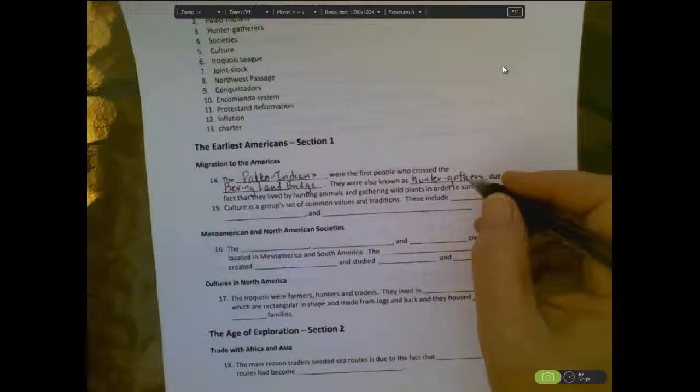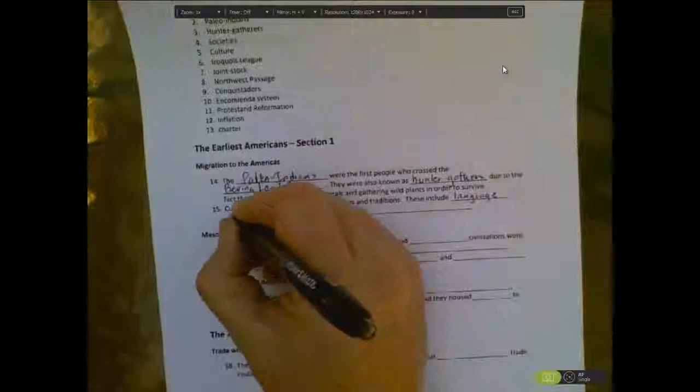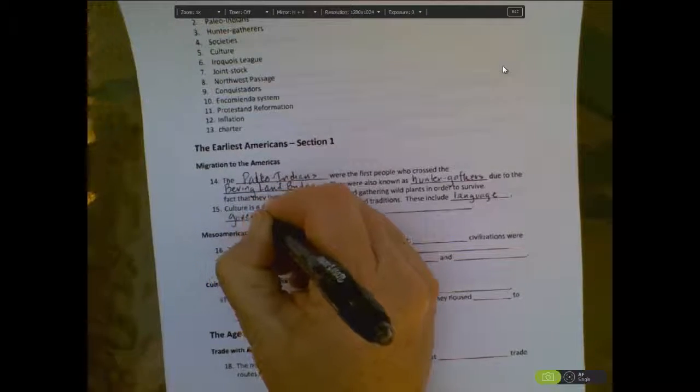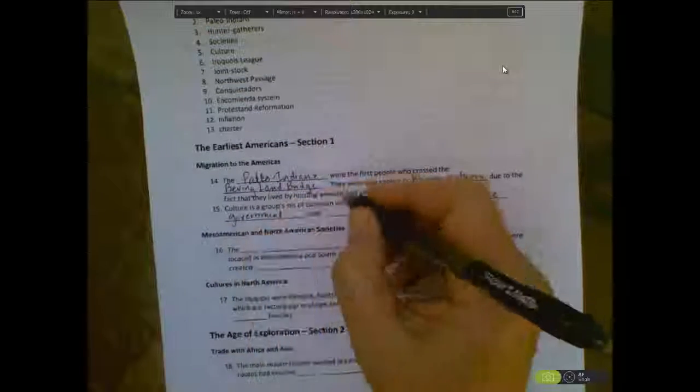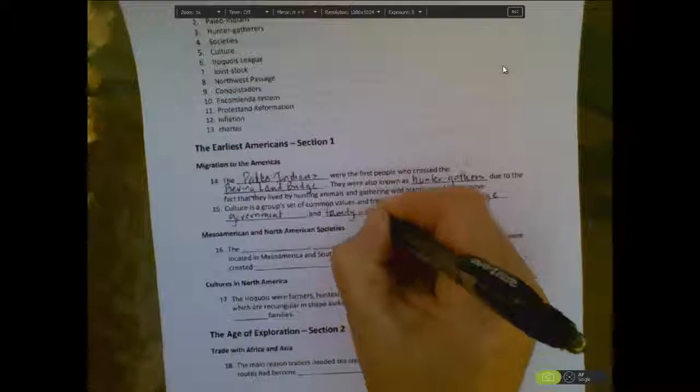Culture is a set of common values and traditions. These include language, government, and family relationships.